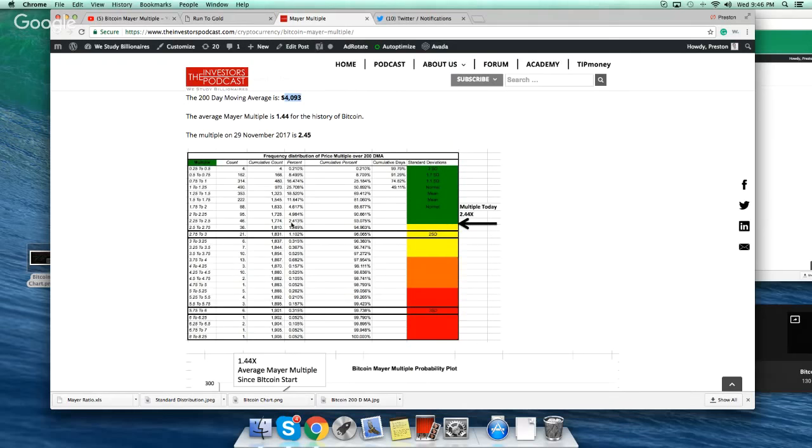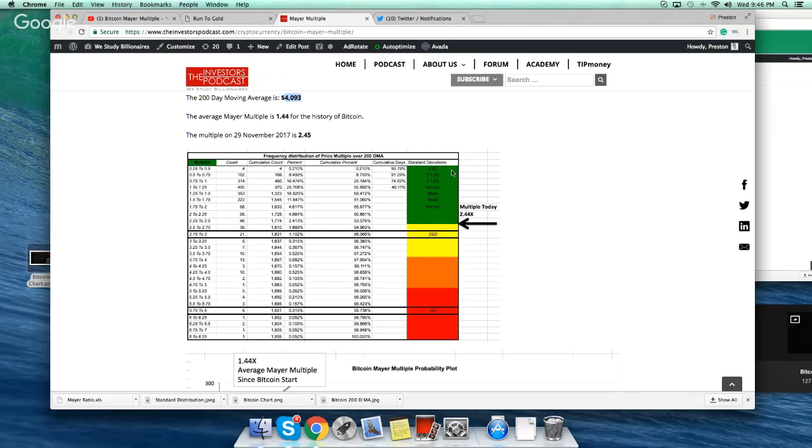So if we just ballpark, this is 3.4, 4.4-ish, probably 5.5 to 6%. Okay. So if you have 100 days of tracking Bitcoin's price, you're going to see it trade higher than the multiple we've got today about 5 or 6 days out of 100 days. That's how you can think through that.